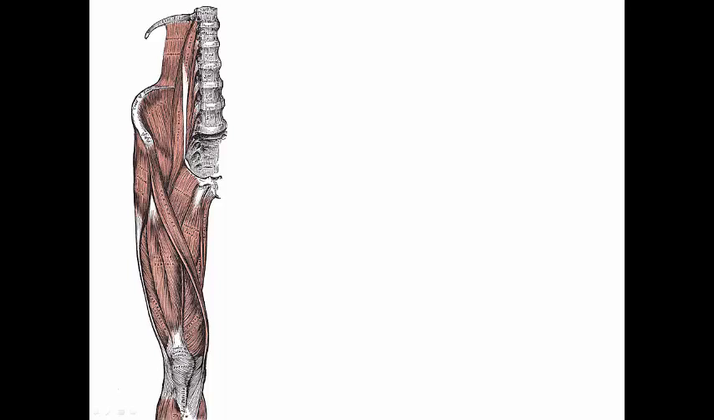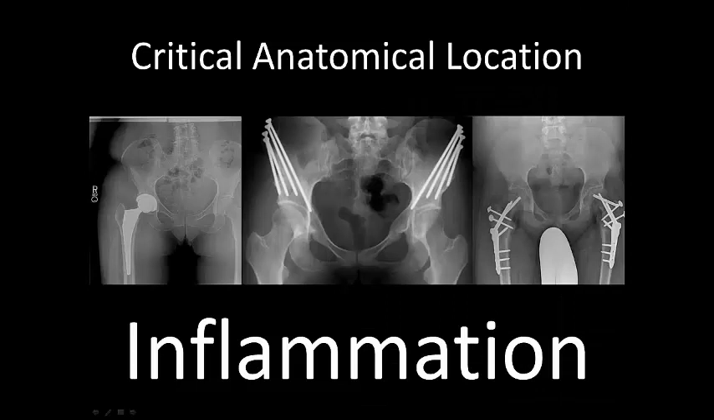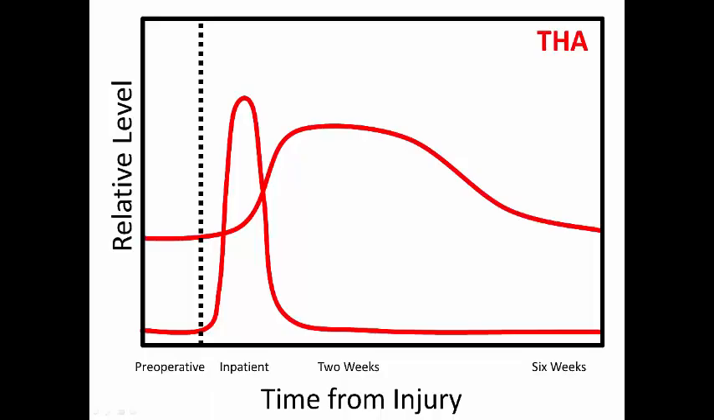This leads us to an essential question. Is there a critical anatomical location that, if injured, signals for a more robust acute phase response? To test this hypothesis, we will compare total hips, PAOs, and intertrocks. We will now use the THA profile as a baseline to compare it to the other surgeries.